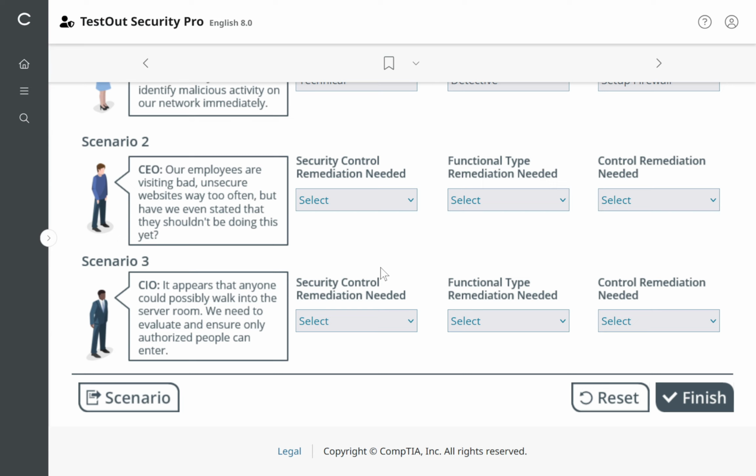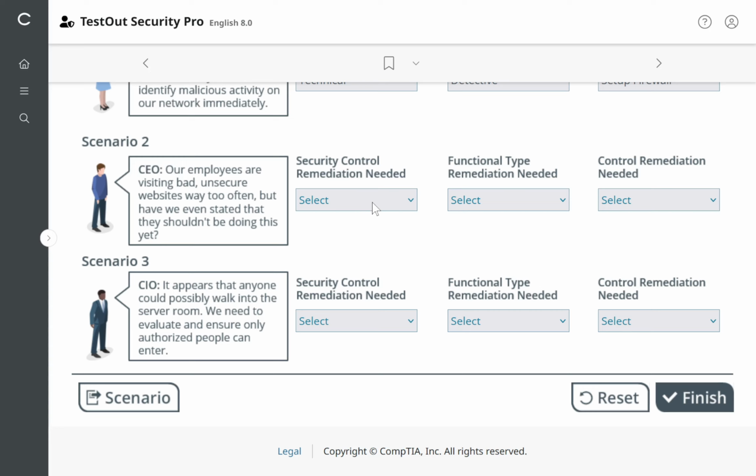Okay, so if I just for a moment try to analyze this particular scenario, this is now from the CEO. So it seems these employees are visiting those bad sites and unsecure websites, and maybe they have not yet stated it in a policy so that the employees can understand that what they are doing is not what is expected of them.